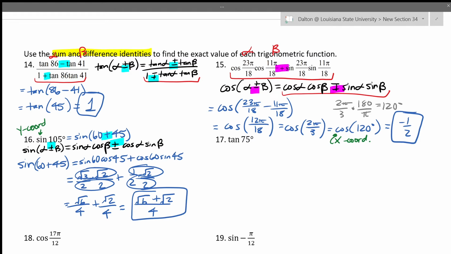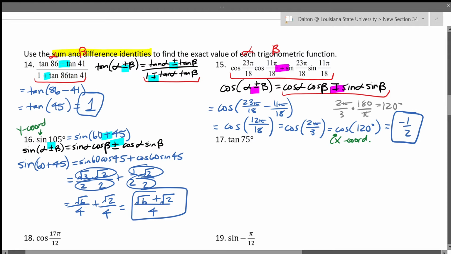Number 17, the tangent of 75 degrees. Again, the thing to note, 75 degrees is not on your unit circle, so your job is to figure out what angles add to be 75 degrees that are on the unit circle. So if we take our tangent sum and difference identity, we get tangent of alpha plus or minus beta is equal to tangent alpha plus or minus tangent beta all over 1 minus plus tangent alpha times tangent beta.